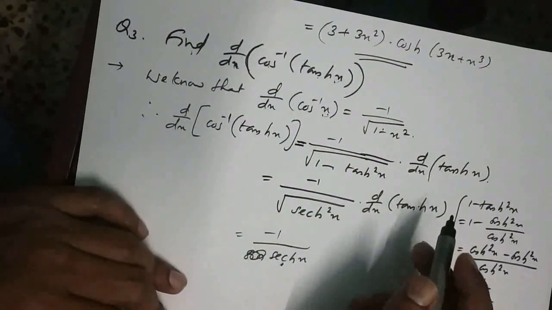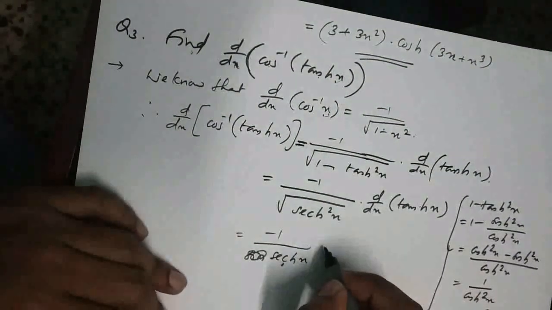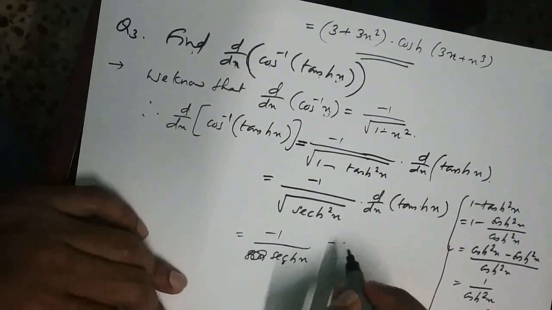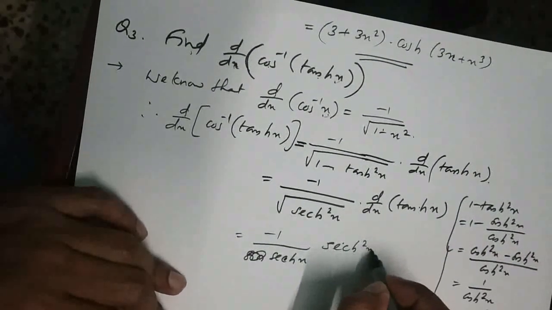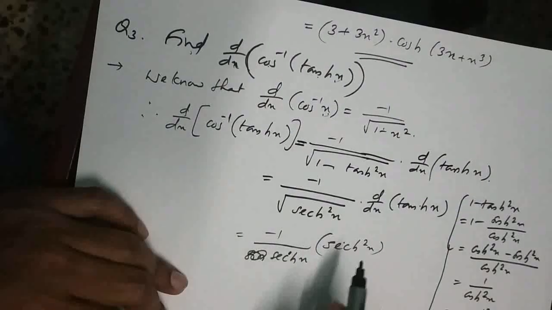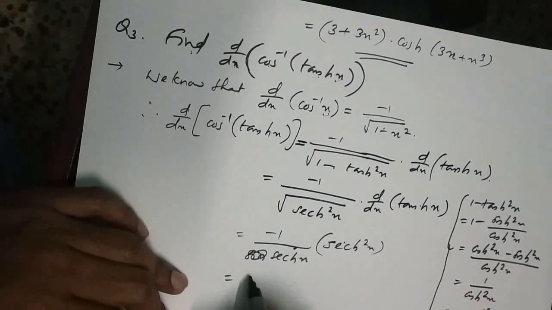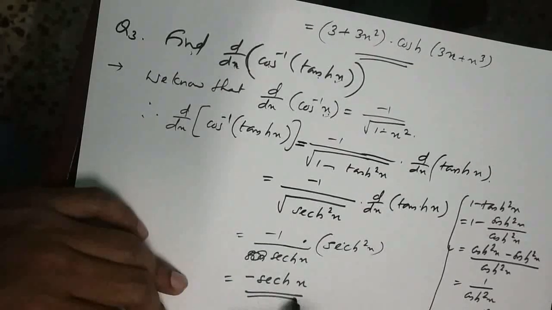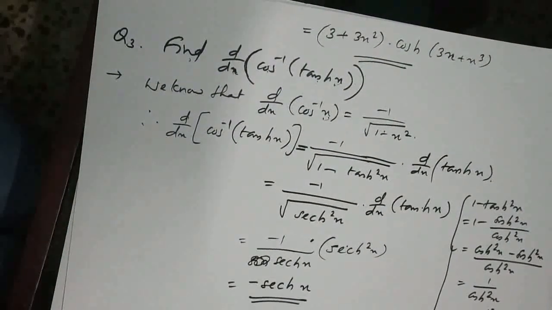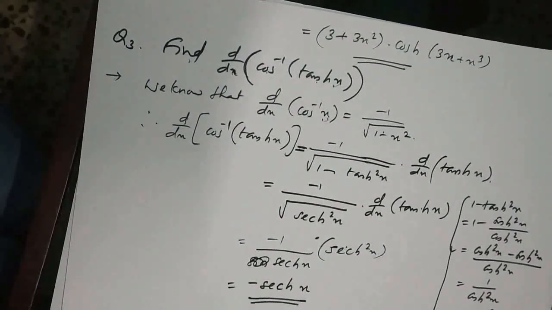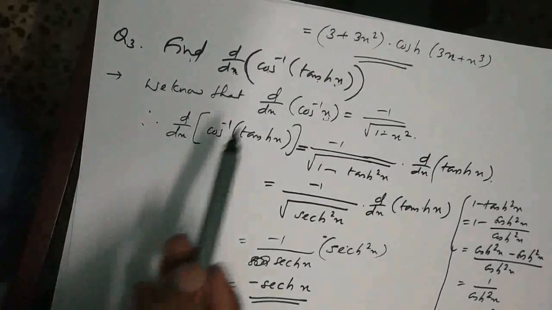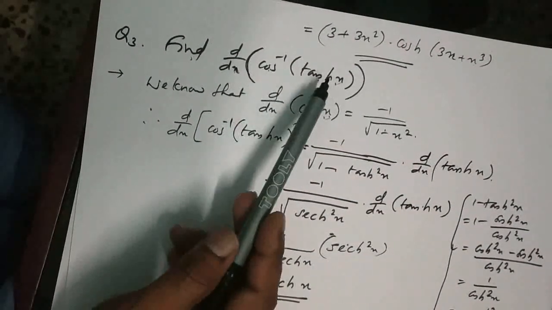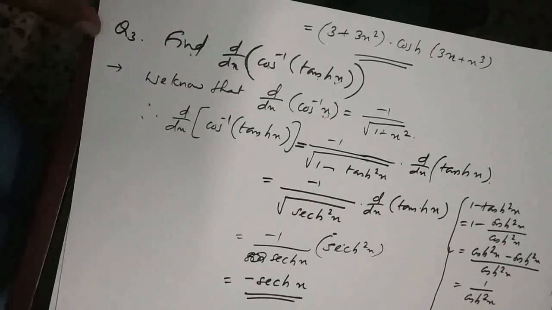Derivative of tanh x is what? Sech square x. The derivative of tanh x is sech square. So this is nothing but negative of sech square divided by sech x. This is negative of sech x. Okay. So the derivative of cos inverse of tanh of x is equal to negative of sech x.